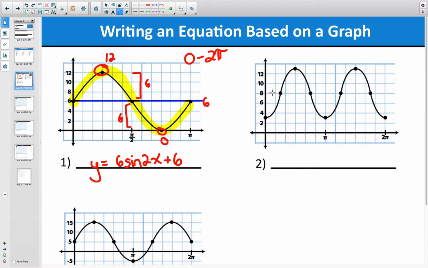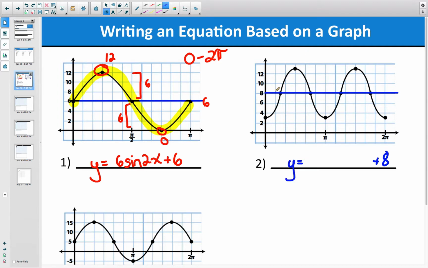Our next graph, first thing is to identify the midline. We could see that the midline is at 8. Again, if you're really not sure, you could always average the highest and the lowest point. So since I know the midline is 8, my equation has a plus 8 at the end.